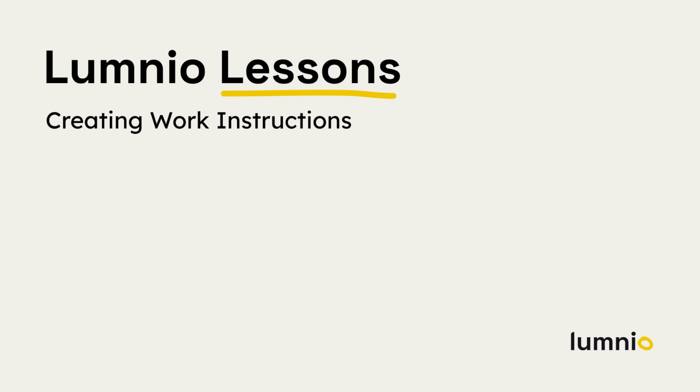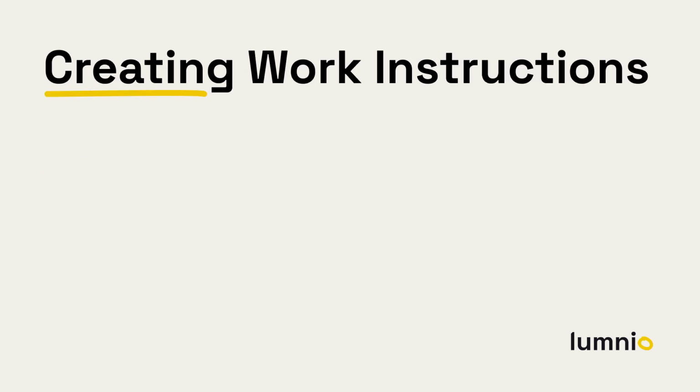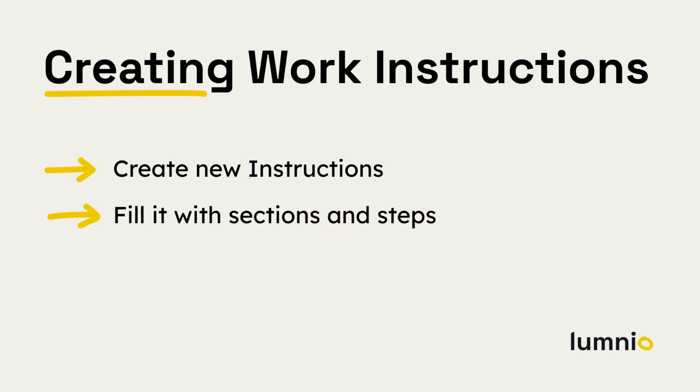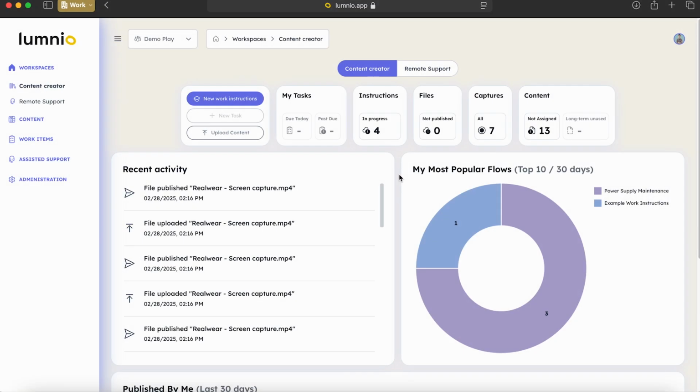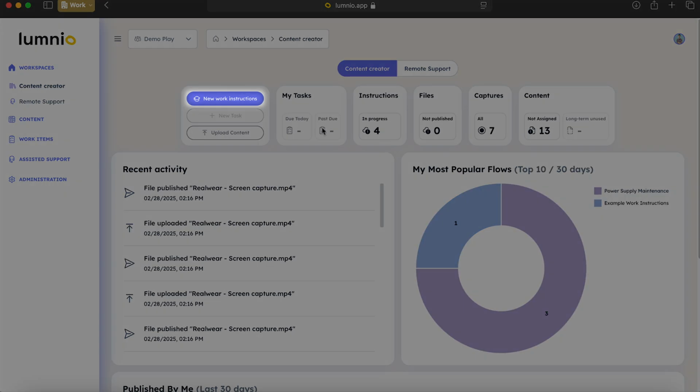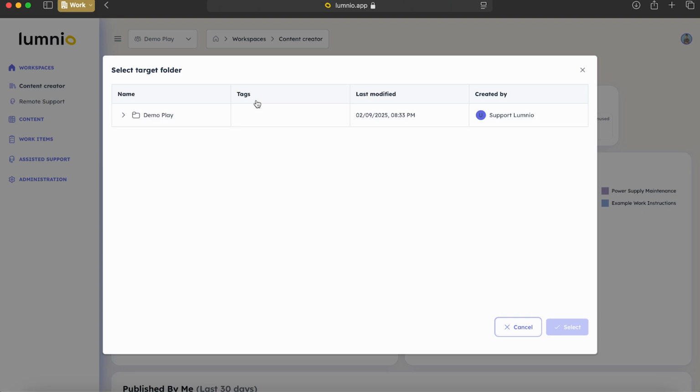In this one, we'll focus on creating simple work instructions from scratch. We'll create a new file, fill it with sections and steps, and publish it when ready. So let's get started. We'll begin on the Content Creators dashboard again. To create new work instructions, simply click the blue button above.